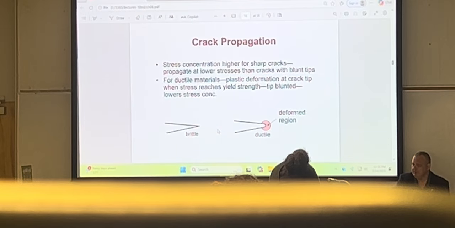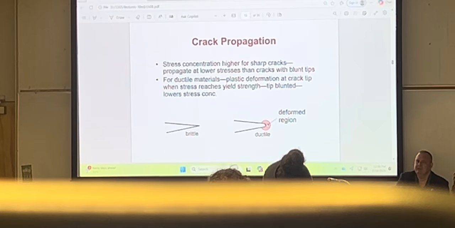Whereas in a ductile material, it forms a plastic zone ahead of the crack tip. And that plastic zone, that plastic deformation, stops the crack from propagating further for a moment. Okay? This is called crack blunting. And the crack gets blunt depending on the nature of the material.